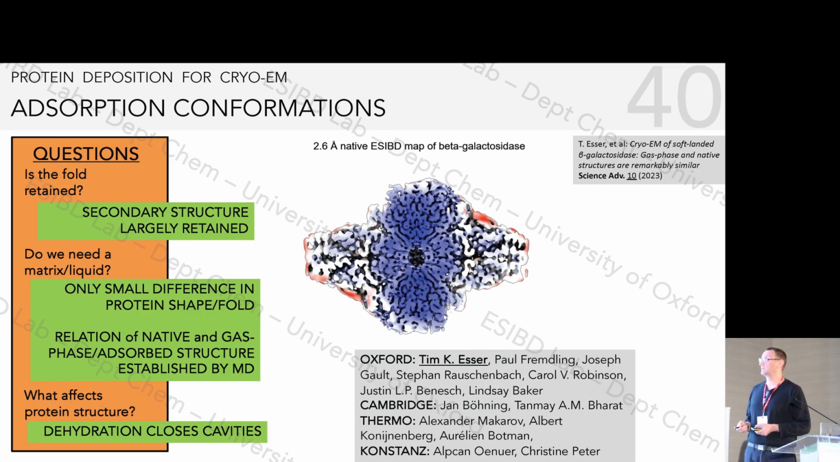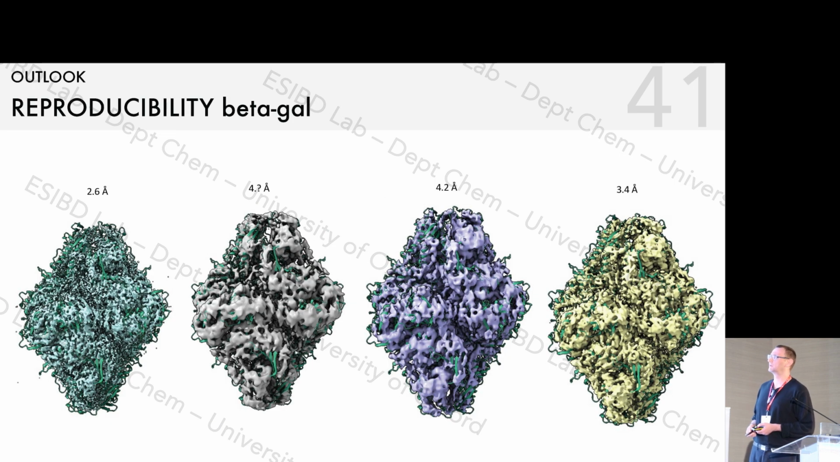And so this brings me to a conclusion here. What did we achieve with this deposition? We achieved an atomically resolved map, and we could build a structure. We found that secondary structure is largely retained. We found a small difference in the arrangement of the protein in the subunits, that these cavities are closed, and we can clearly pin this to a dehydration. I give credit to the colleagues in a second still. I want to show you a little bit of an outlook.